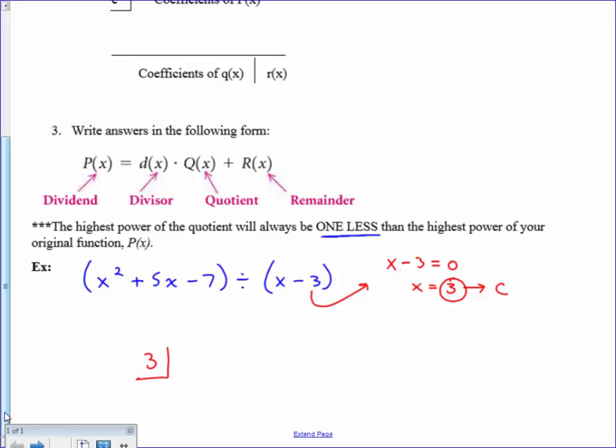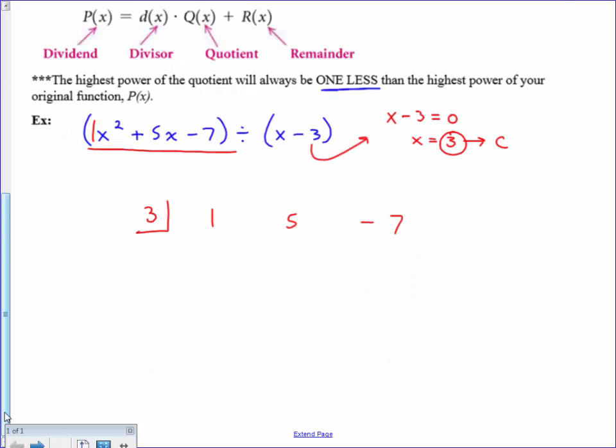Now, notice that the polynomial that I'm wanting to divide has coefficients 1, positive 5, and negative 7. Notice also that that polynomial is in descending order. It's not missing any kind of powers of x. So what I'll do is to the right of the 3, I will write down my coefficients, 1, 5, and negative 7. From here, leave underneath that a blank line, and then draw an actual line.